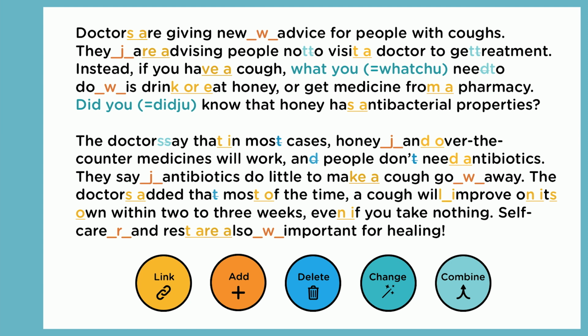Doctors are giving new advice for people with coughs. They are advising people not to visit a doctor to get treatment. Instead, if you have a cough, what you need to do is drink or eat honey or get medicine from a pharmacy. Did you know that honey has antibacterial properties? The doctors say that in most cases, honey and over-the-counter medicines will work and people don't need antibiotics. They say antibiotics do little to make a cough go away. The doctors added that most of the time, a cough will improve on its own within 2 to 3 weeks, even if you take nothing. Self-care and rest are also important for healing.